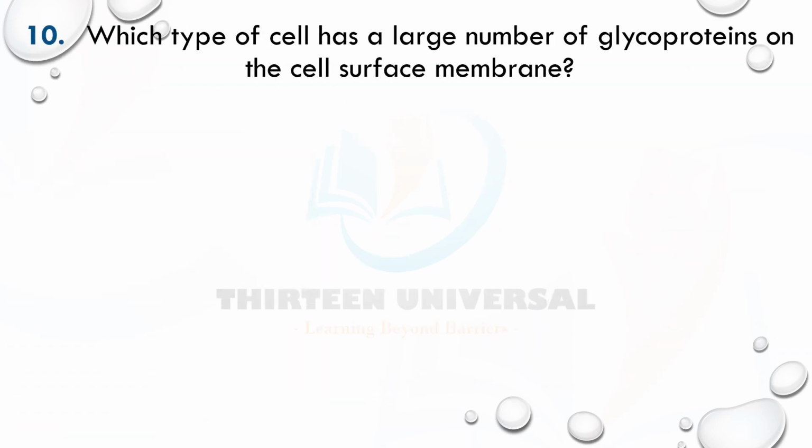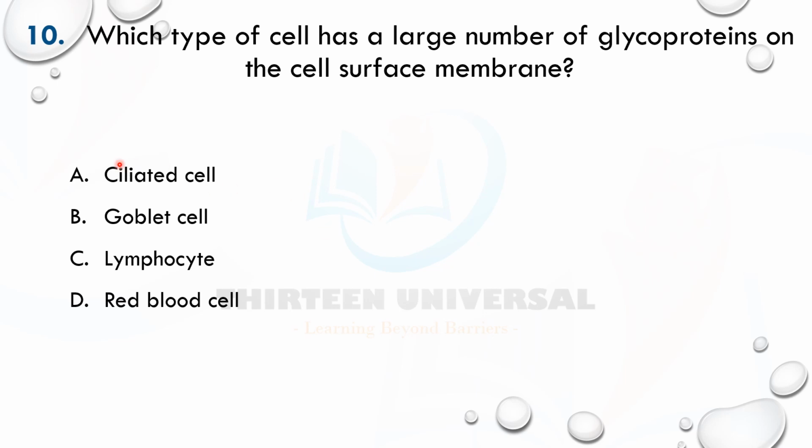Which type of cell has a large number of glycoproteins on the cell surface membrane? So which one is involved with cell recognition or cell signaling? Ciliated cell is involved in movement, so it should have more mitochondria. It is not involved much with cell signaling or cell recognition. Goblet cells secrete mucus. And lymphocytes are white blood cells, so they are involved in immune response.